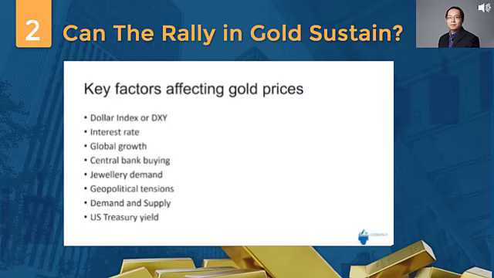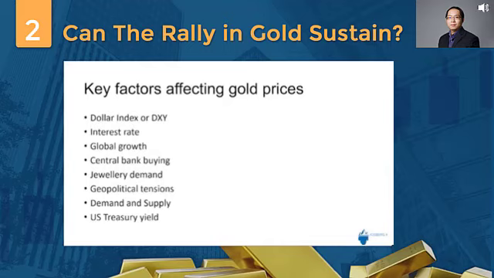The factors I listed here are some of the key major ones that have quite a big influence on gold prices. So for sure, the first one is your dollar index. Whenever you have a strong dollar, normally people don't go into gold. And vice versa, if you have a weak dollar, normally people will go into gold.